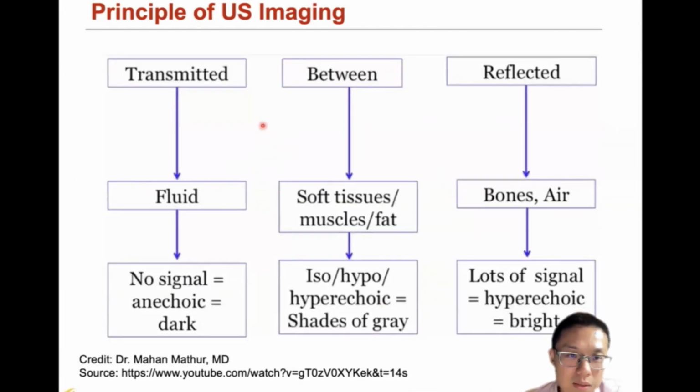Basically, some tissues will reflect the ultrasound strongly, for example bones and hairs, and they will appear very bright on the ultrasound image. If the ultrasound can pass through fluid, then in this case it will appear dark on the ultrasound image. Anything in between, like soft tissue, muscles, and fat, will show different shades of gray.